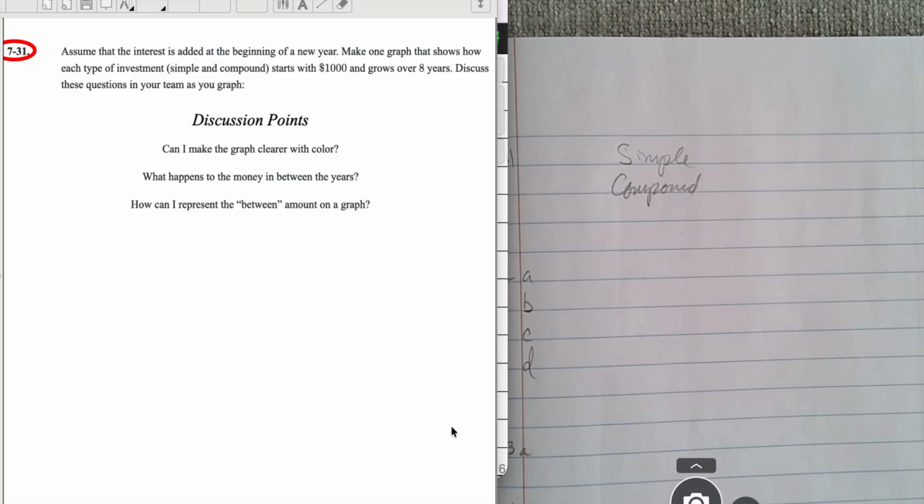We also have to think about what happens with the money between the years. So, like, in the middle of a year, what's going on? And how can I represent that between amount on a graph?